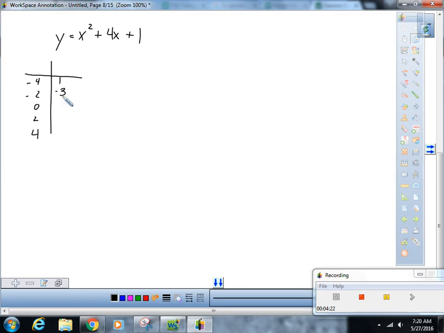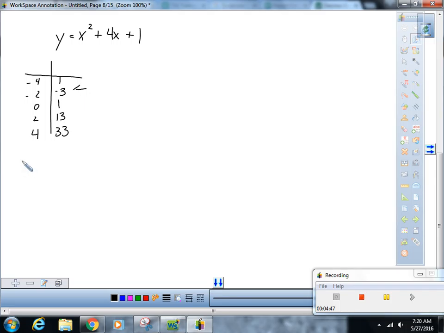All right, we'll just plot these and see how it works. 0, you get a 1. 2, you get 4 plus 8 is 12 plus 1 is 13. Sorry, it's very early. 16 plus 16, so this plus 1 is 33. So I actually think we stumbled upon the vertex right here by symmetry. But let me explain to you how you'd find the vertex.